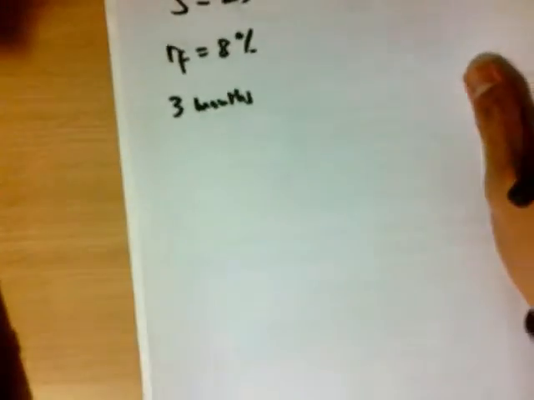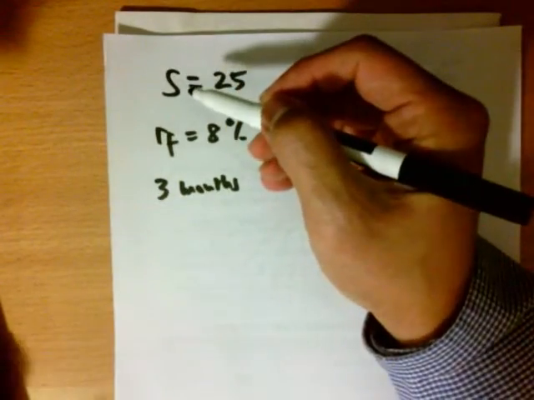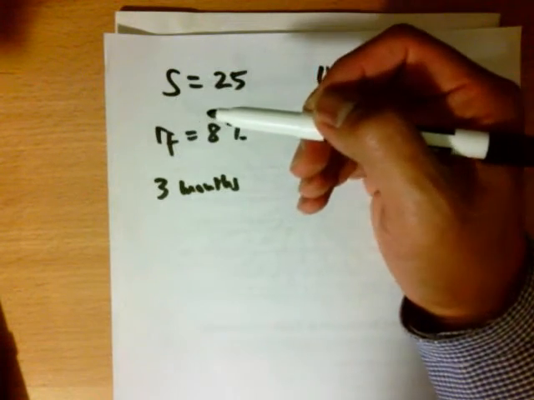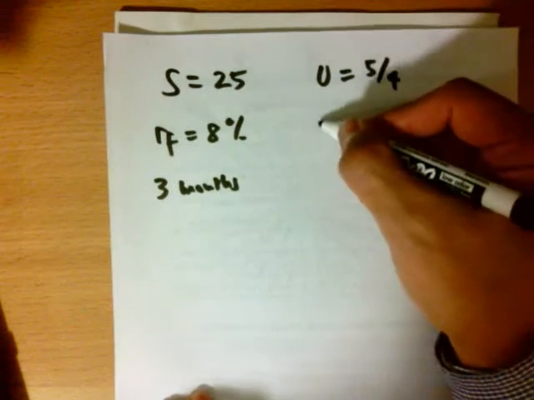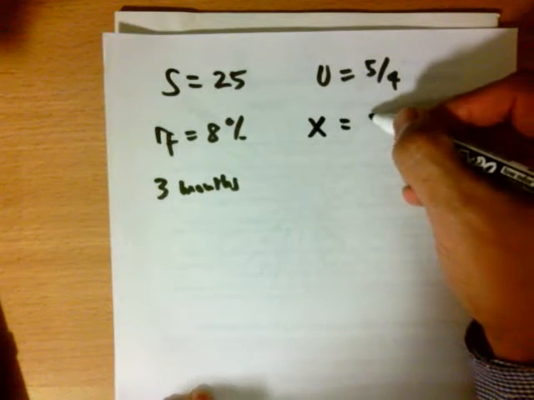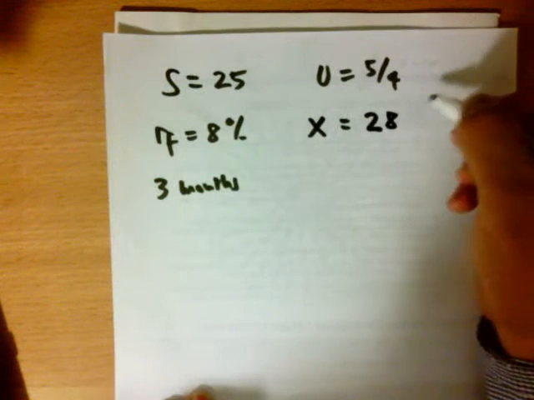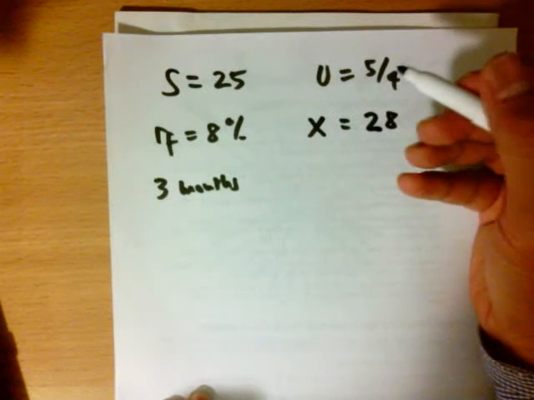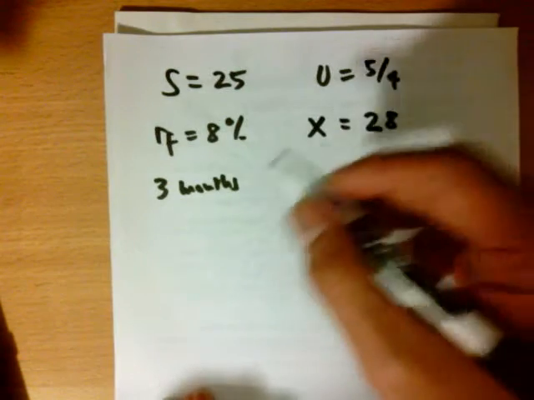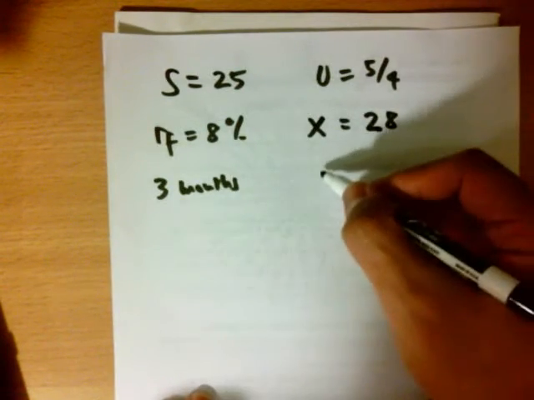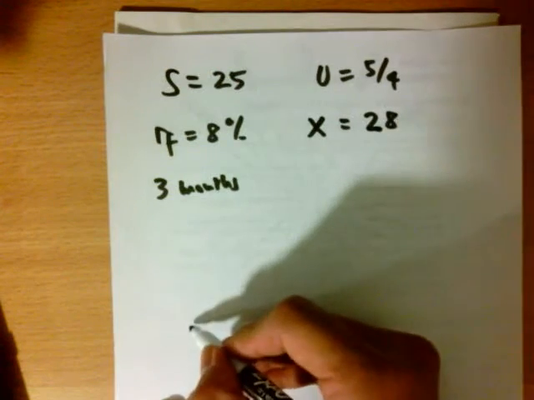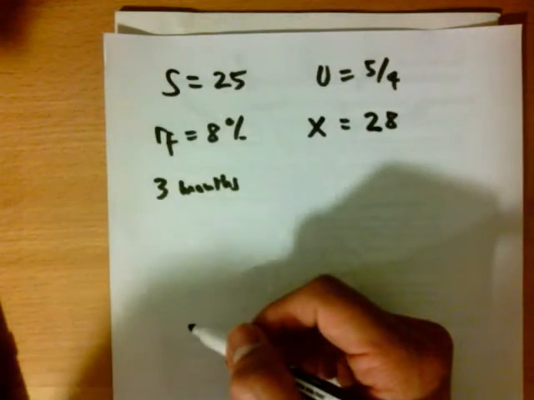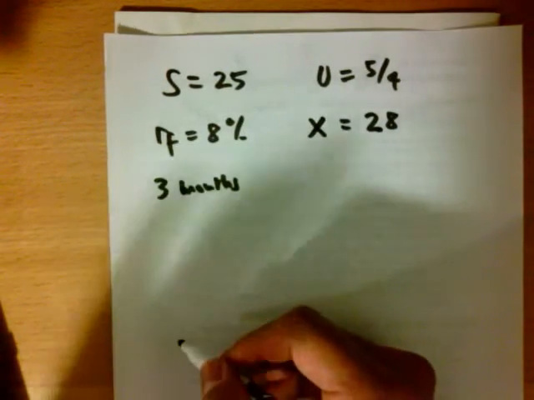Okay, so now let's do another problem. Let's say the stock price is $25, the risk-free rate is 8%, and let's say X is 28. I want you to calculate, let's say that this is a one period model. Stop the video now, and then let's compare the calculation. Okay, all right.